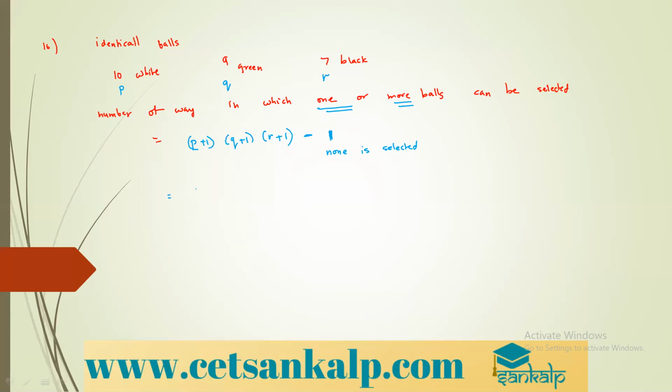Okay, so P plus 1, 10 plus 1, into Q plus 1, 9 plus 1, into R plus 1, 7 plus 1, that is 8, minus 1. So you will have 880 minus 1, that is 879 will be the answer. Okay.